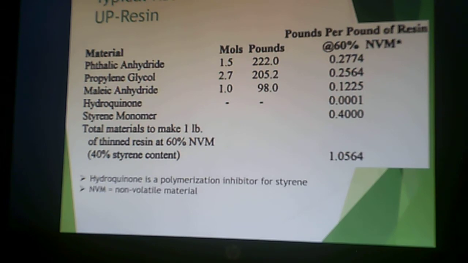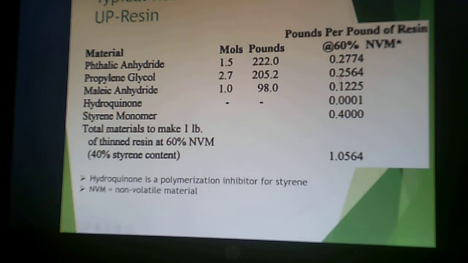Here's a typical reactor charge for an unsaturated polyester resin. Here's your phthalic anhydride. This contributes the carboxylic acid, but not olefinic unsaturation. This is your glycol or your diol. This is your carboxylic acid species that does contribute the olefinic unsaturation. And then here's your hydroquinone, and this is a catalyst. You can tell that by the amount.